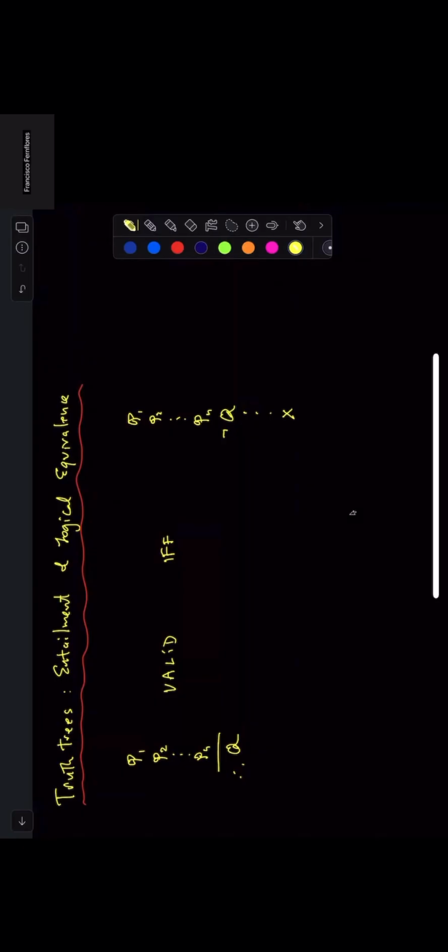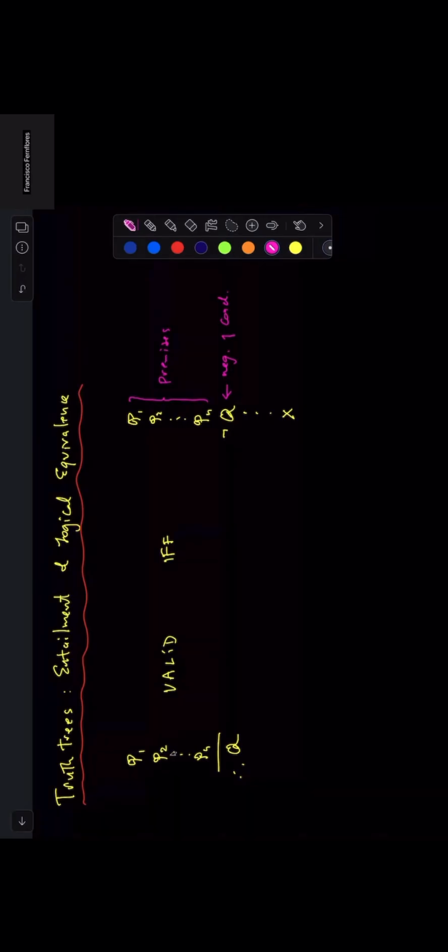This video is about using truth trees to test for entailment and logical equivalence. Remember that an argument is valid if and only if the truth tree that begins with its premises and the negation of its conclusion closes. If the truth tree closes, then the argument is valid. Now, when an argument is valid, we also say that the premises entail the conclusion.